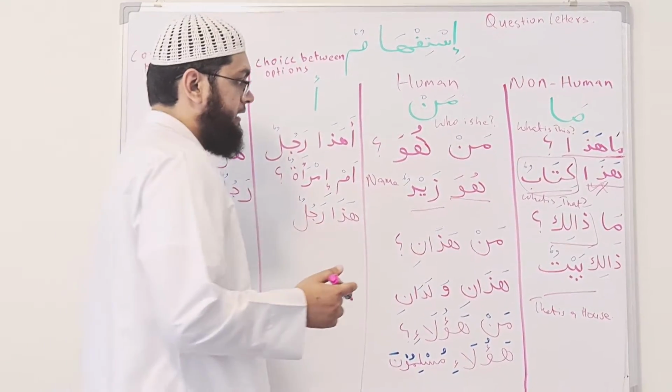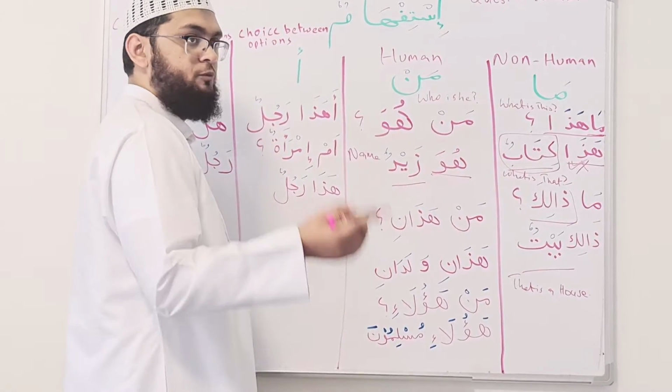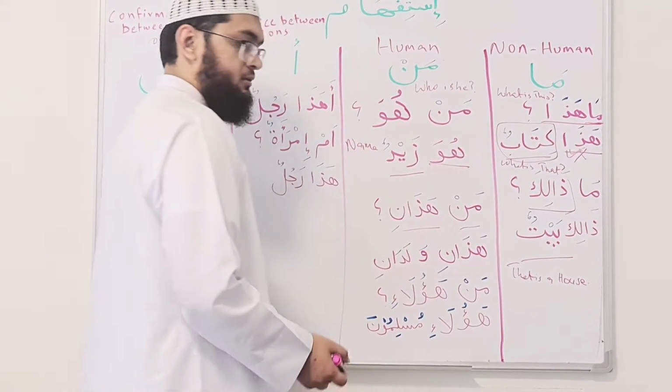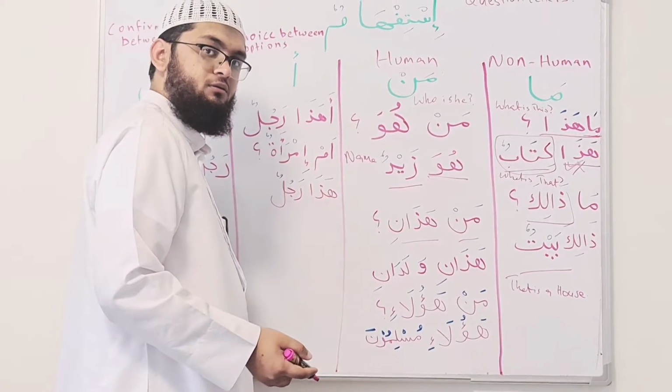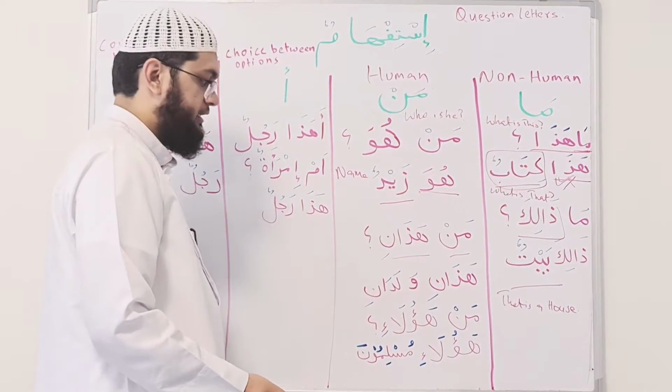So there is no miscommunication between a Zayd that's somewhere far or somewhere near. That's why. Then let's say pointing to something, asking about two people, humans. Man hadani. Who are these two people? Alright? Hadani waladani. These two are boys.